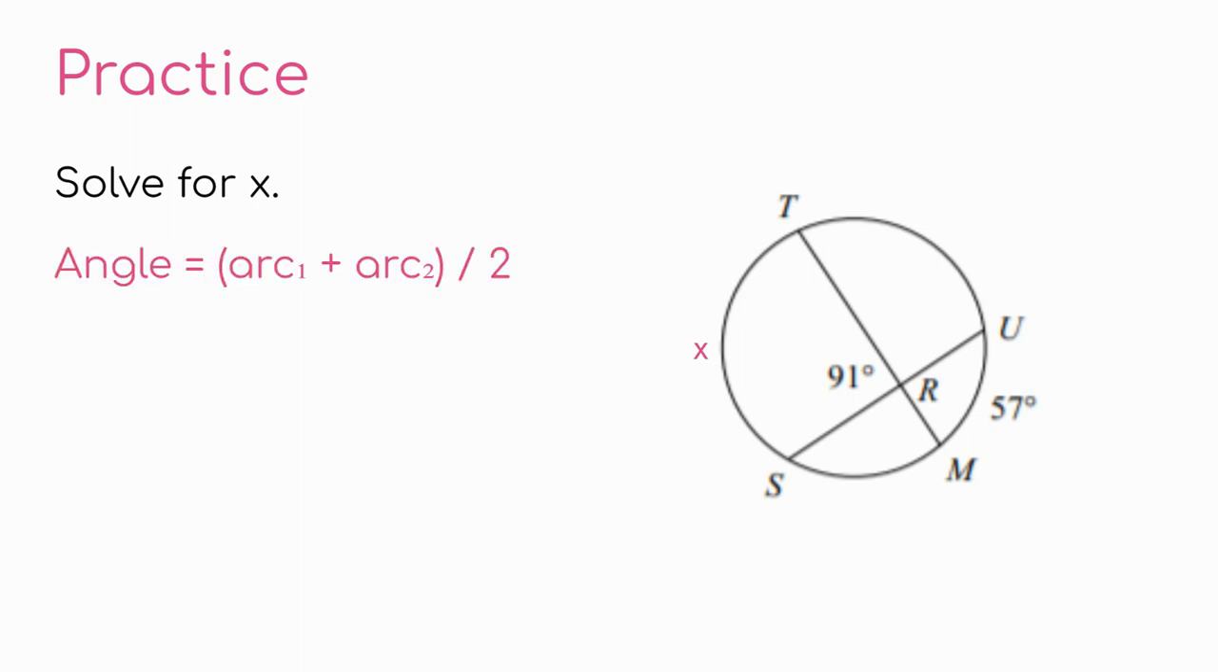So your hint is that you should have written down the formula. Angle equals arc 1 plus arc 2 divided by 2. You should have plugged in everything you know. So plug in where should x go, where should the 91 go, and where should the 57 go. So pause it again, try to figure it out now.